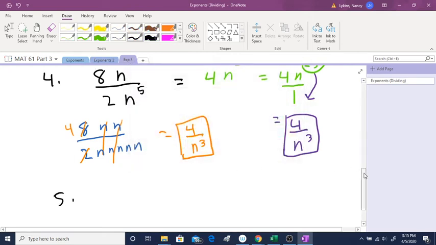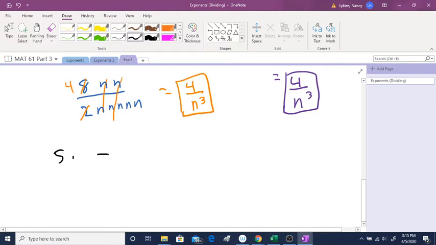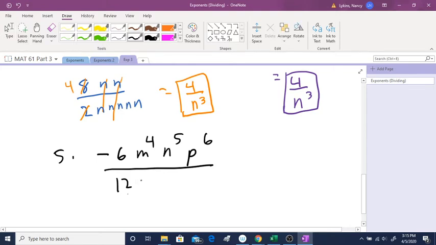Now let's add a little bit more to this just so we can understand it. Let's say you have negative 6 m to the 4th, n to the 5th, p to the 6th, and we put this over, say, 12 m to the 1st, n to the 5th, p to the 10th. A lot of times when students see a problem like this, we tend to shut down because there's a lot of things going on in this problem. We've got some numbers. We've got 3 different variables. We've got m, n, and p.